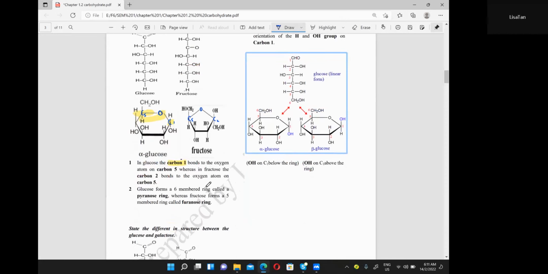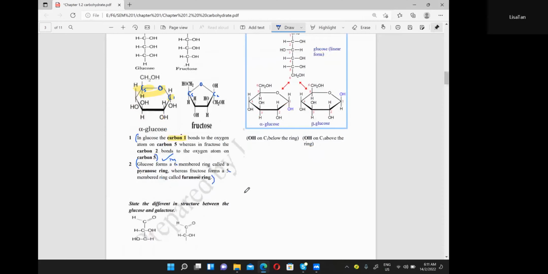The second difference is, glucose forms 6-membered rings, and this is called the pyranose ring, whereas fructose forms 5-membered rings, called the furanose rings. So this is the second difference.